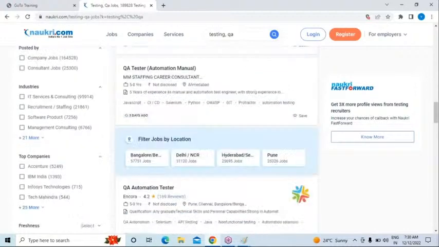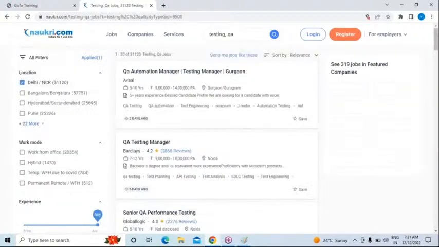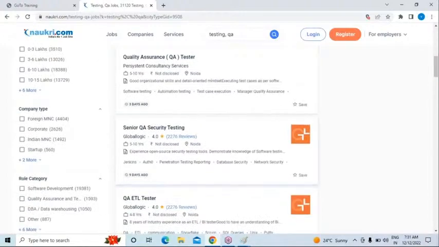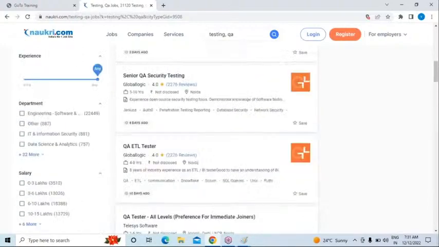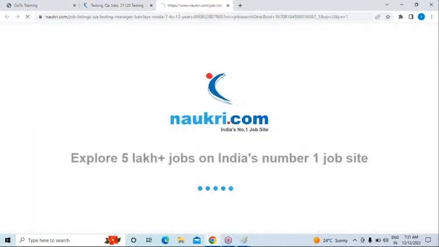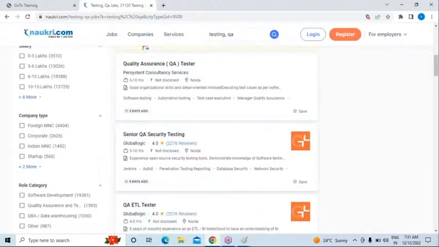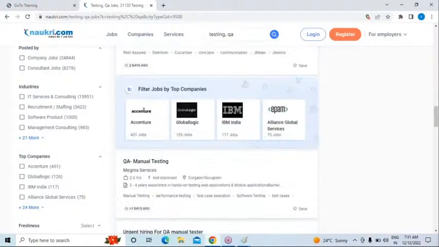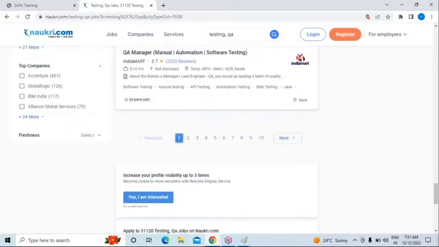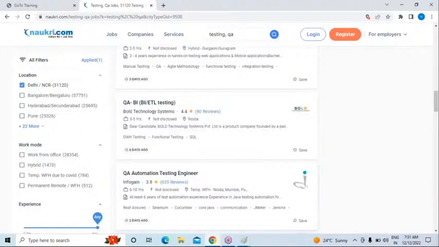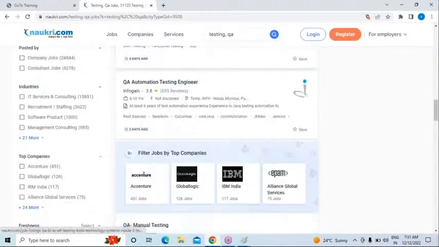See this. There are a number of vacancies. That's the reason people are learning these courses. They will definitely get a job because whenever development is there, definitely testing is also going to be performed. So this is the basic introduction about the market for testing, and why we are choosing these testing tools.